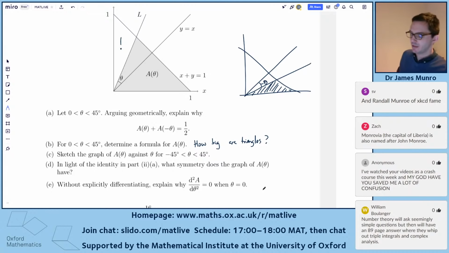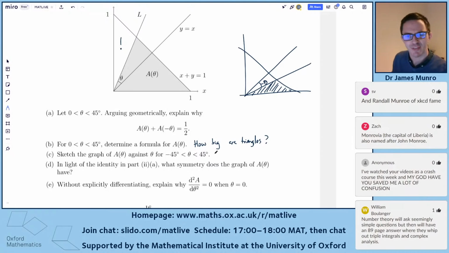How big triangles are is one of my favourite things using MAT level mathematics. I started at one point a novelty Twitter account that was just about big triangles. Anyway, how big are triangles? You know loads of rules about how big triangles are, so you'll be okay with this bit.